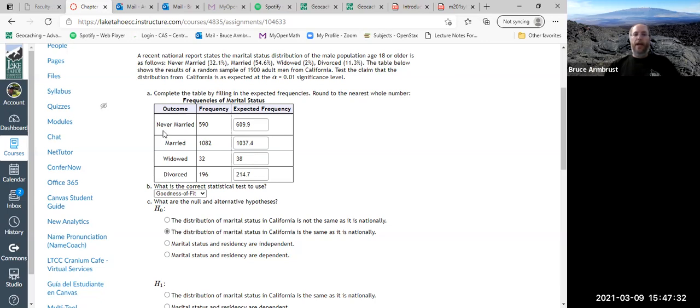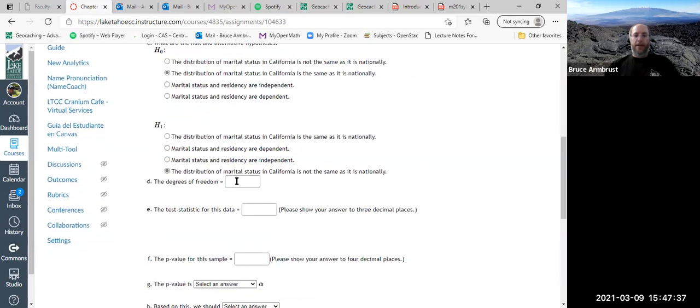So we had 4 categories, right? Never married, married, widowed, divorced. So that means our degrees of freedom is going to be 3. Now, that's super important because when we go to actually do the test, we have to tell it how many degrees of freedom. Just like with the student t-test, right? So we always have to calculate our degrees of freedom. And for the goodness of fit, it's always take your number of categories and reduce it by 1.